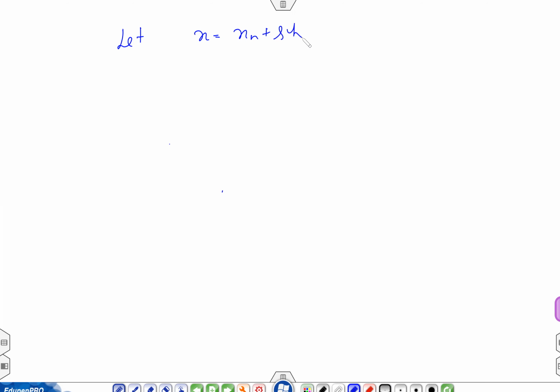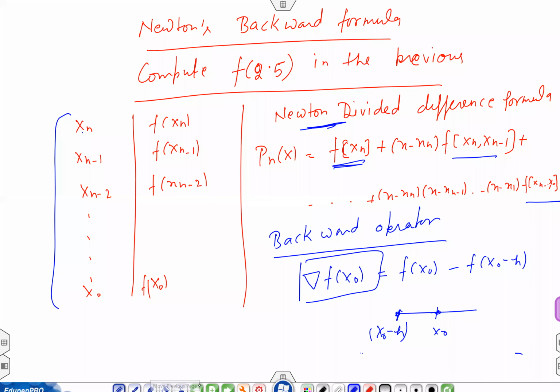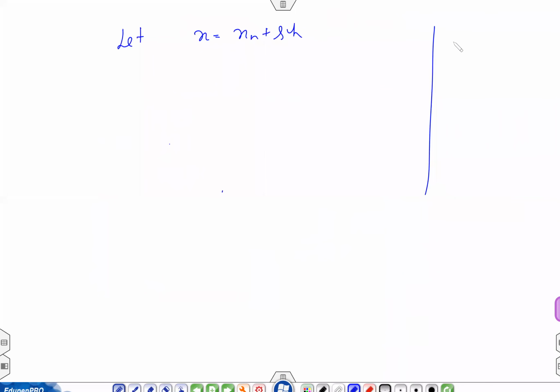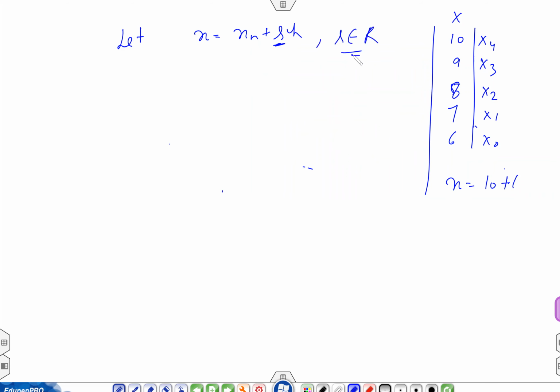Now you have written the data points in reverse form. For example, suppose the data points are 10, 9, 8, 7, 6. This is x4, this is x3, this is x2, this is x1 and that is x0. So x will be any point lying inside the range from 6 to 10, but we are writing in reverse order, so I am writing here xn plus sh. Here s could be a negative term. s belongs to the real numbers, and accordingly the value of s can be chosen even outside this range.